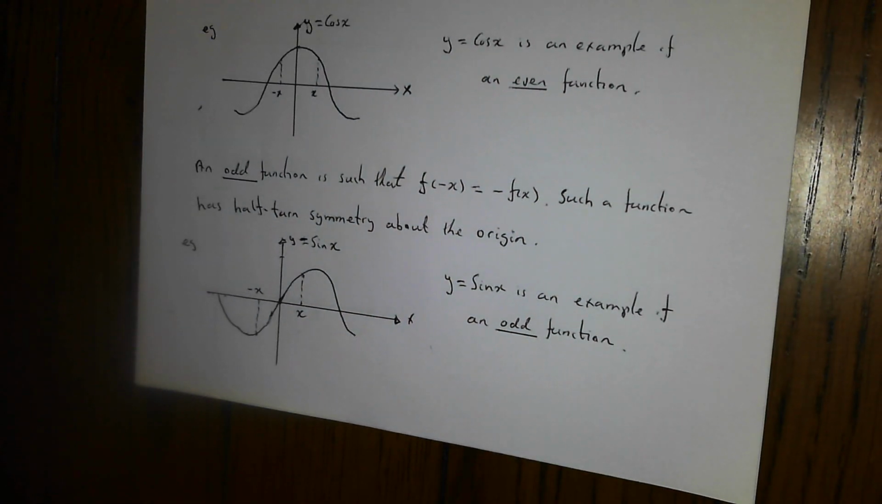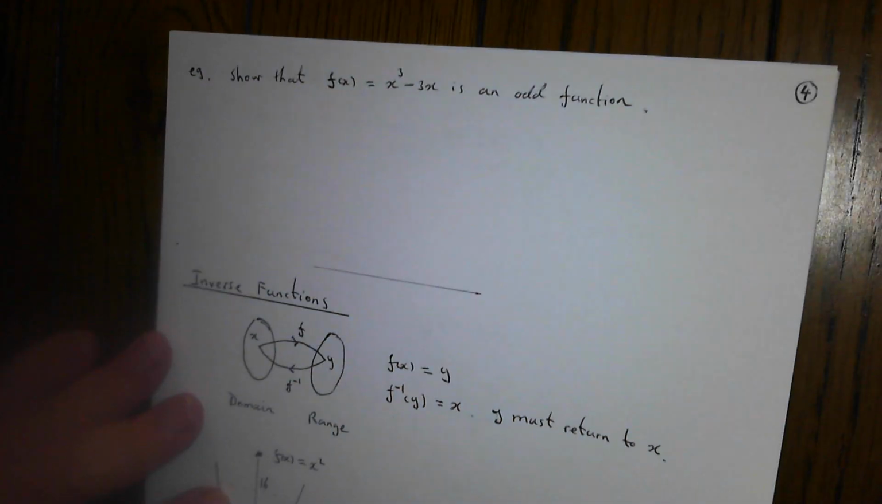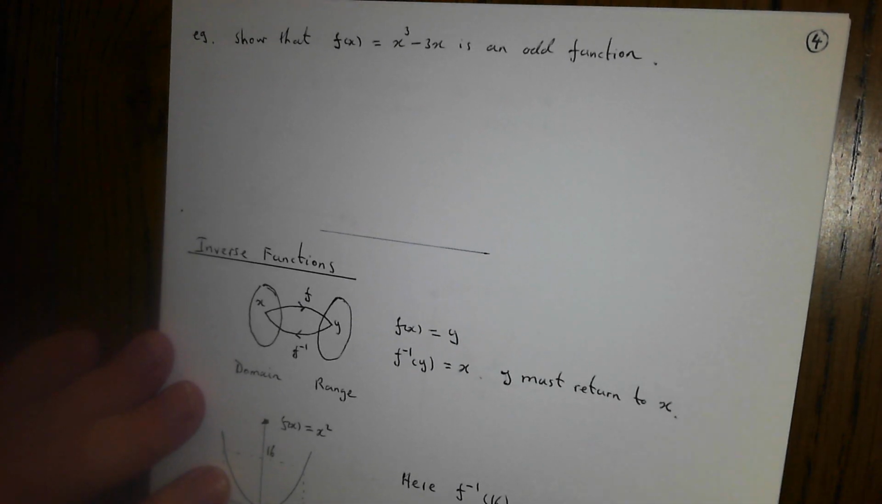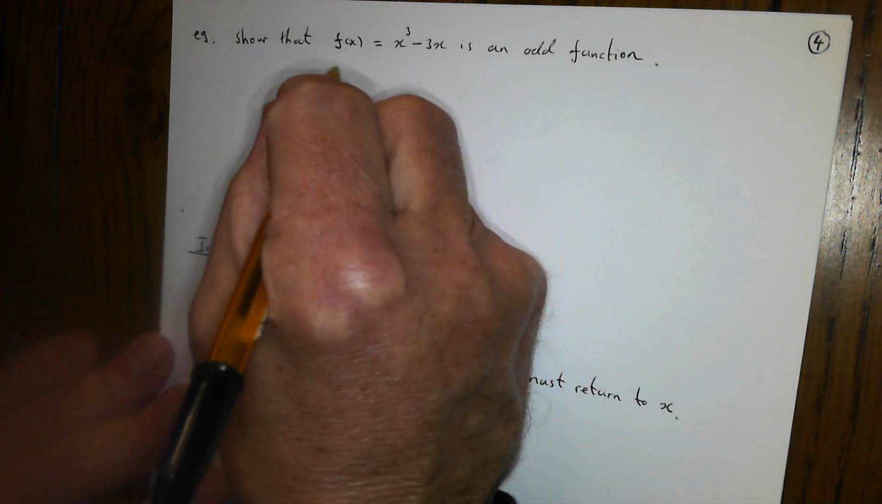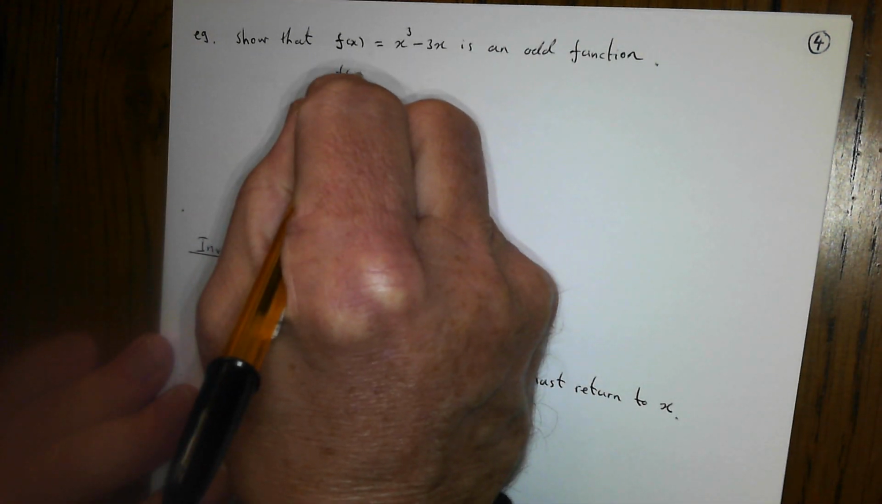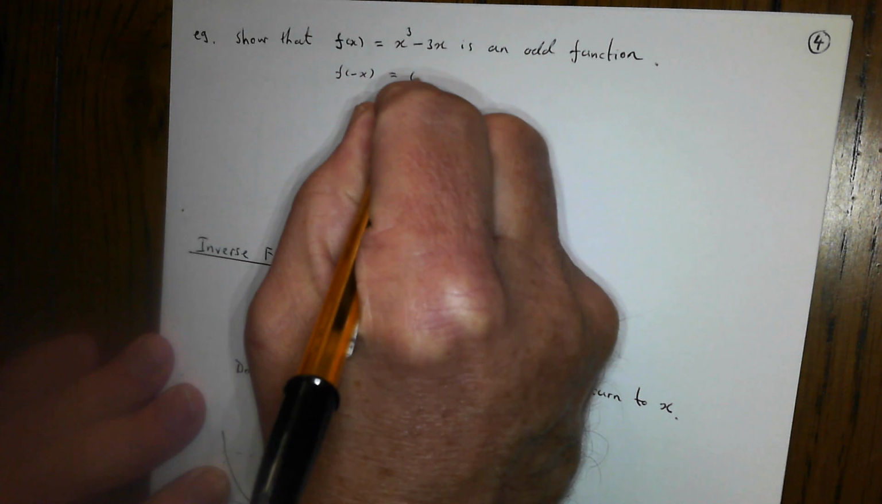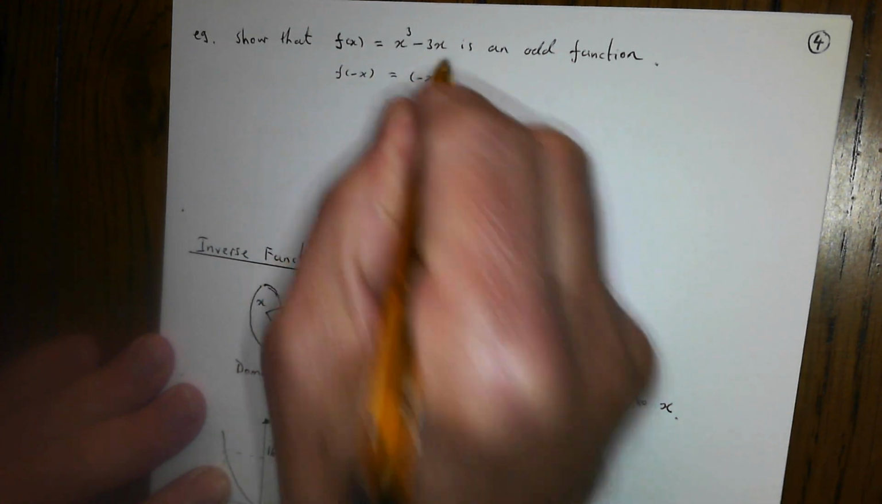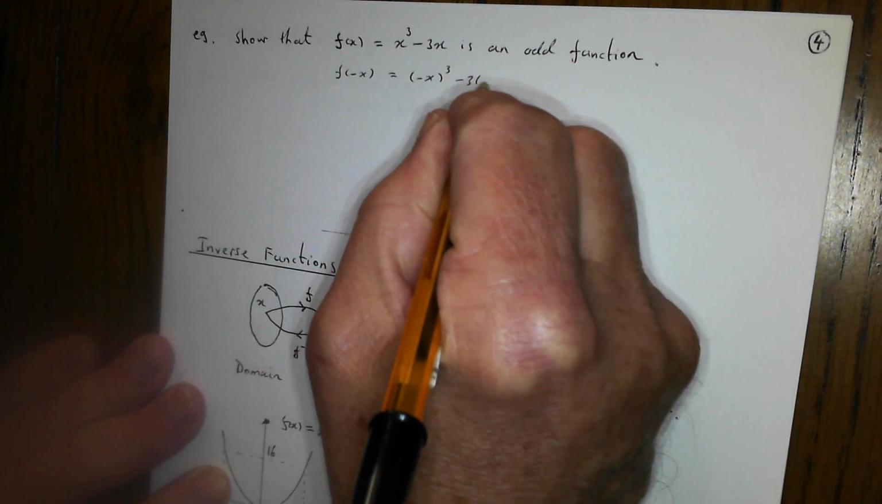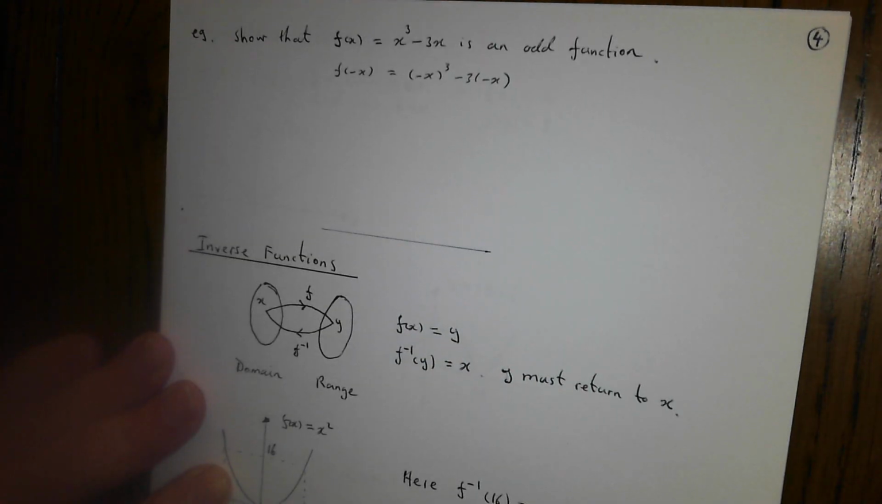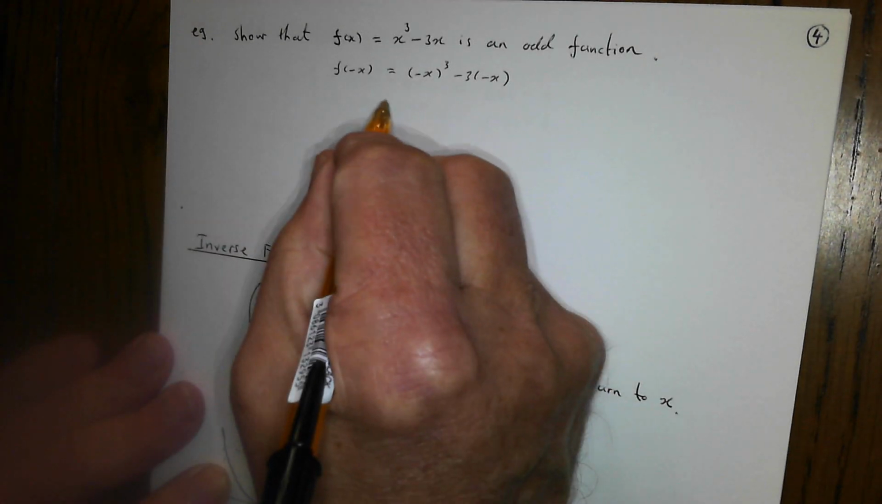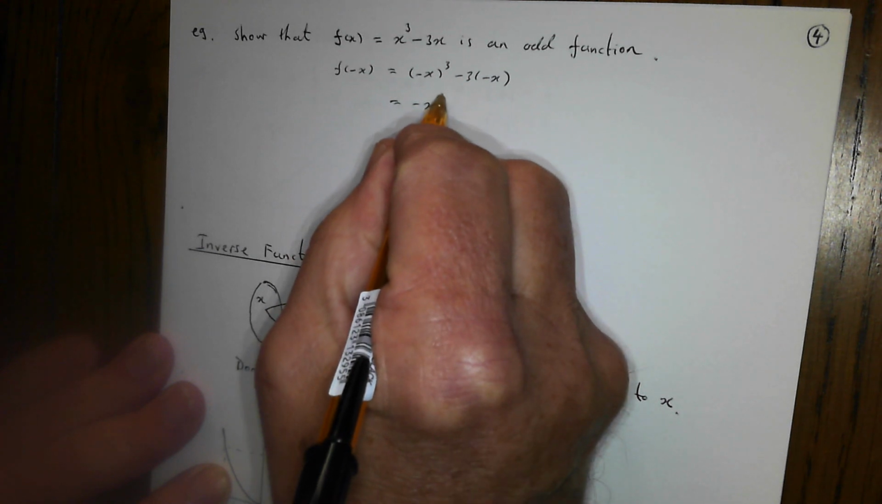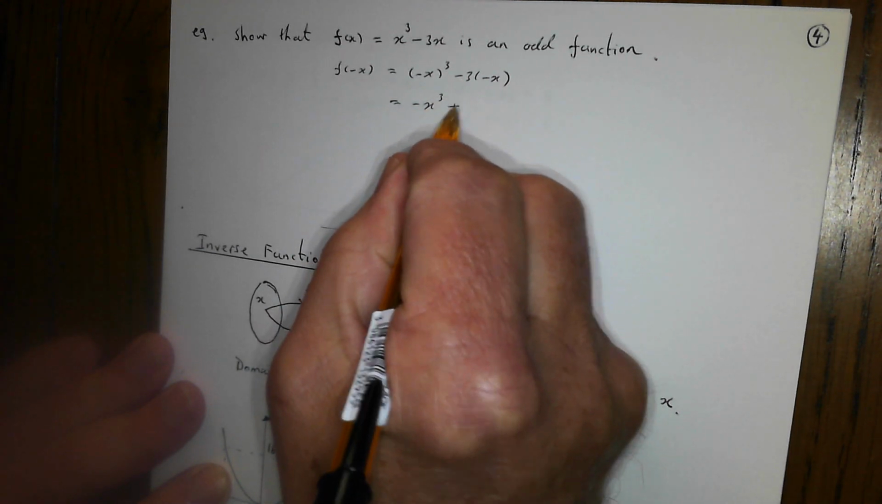Let's look at an example. Sometimes we can be asked to prove or to show if a function is odd or even, or neither. Show that f of x equals x cubed is an odd function. So all I would do here is look at f of minus x. Put the minus x in a bracket, like so. Minus x cubed is minus x cubed. Minus minus plus 3x.